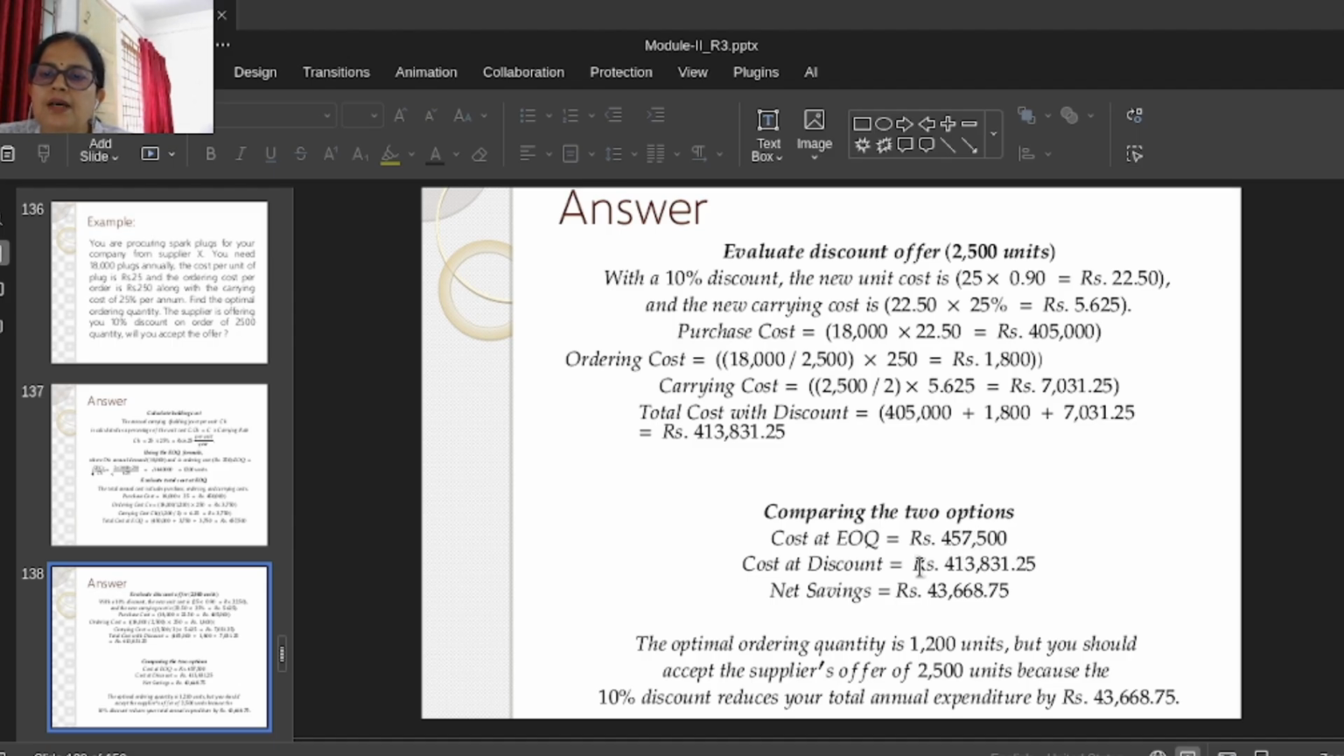Okay. So when we compare, at the EOQ level we had 4,57,500. On discount we are getting 4,13,831.25. So obviously we are getting a saving of 43,668.75 rupees. So we should go for the discount price according to the question, because we are getting a discount here.